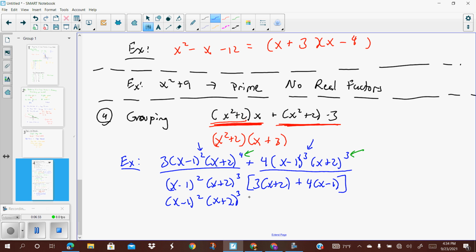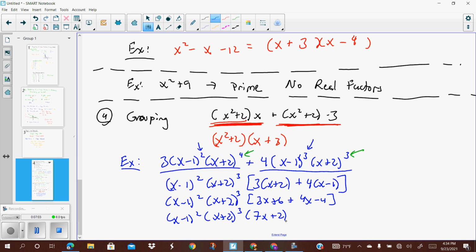We'll see. So if I distribute the 3, we get 3x plus 6. If I distribute the 4, we get 4x minus 4. So rewrite the x minus 1 squared, the x plus 2 cubed. Let's combine our like terms. Looks like we're going to get 7x. 6 and negative 4 is 2, so plus 2. There's no more common factors in that, so that one is completely factored.